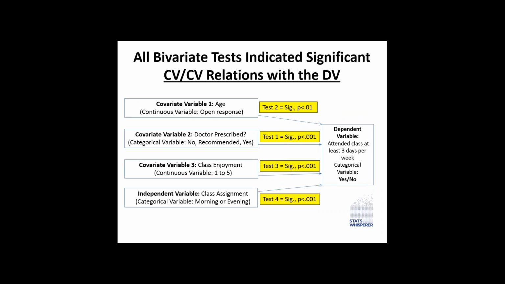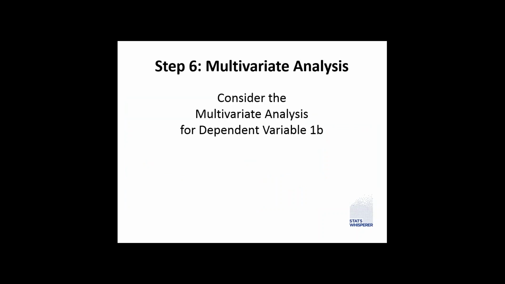Right, so we're not going to go over all the bivariate tests for dependent variable 1b, where it's dichotomized, but they're all statistically significant because we did the bivariate test and we've gone over that already. So they're all significantly related to the dependent variable. So then what do we want to do next? Consider the multivariate analysis, of course, right? So we want to see, of all these significant predictors, how do they relate to the dependent variable as a joint effect?